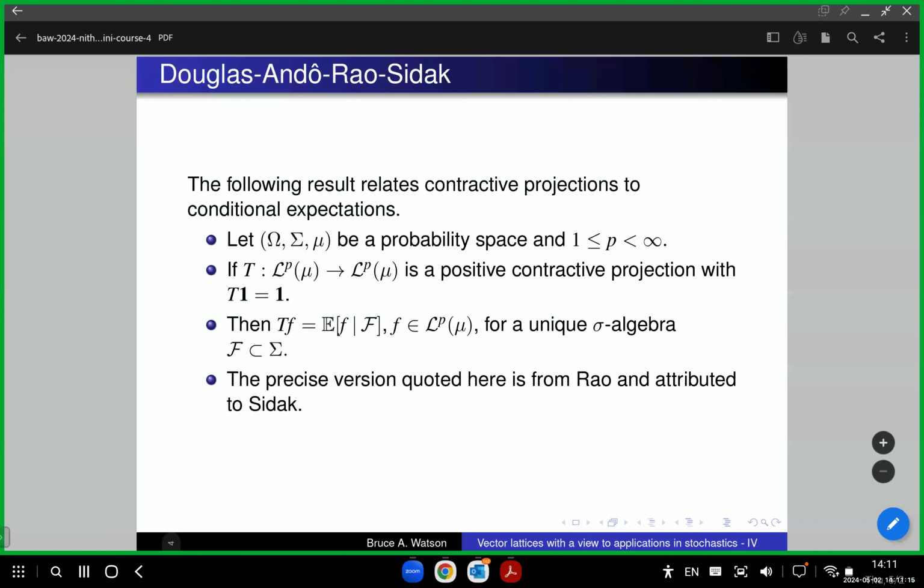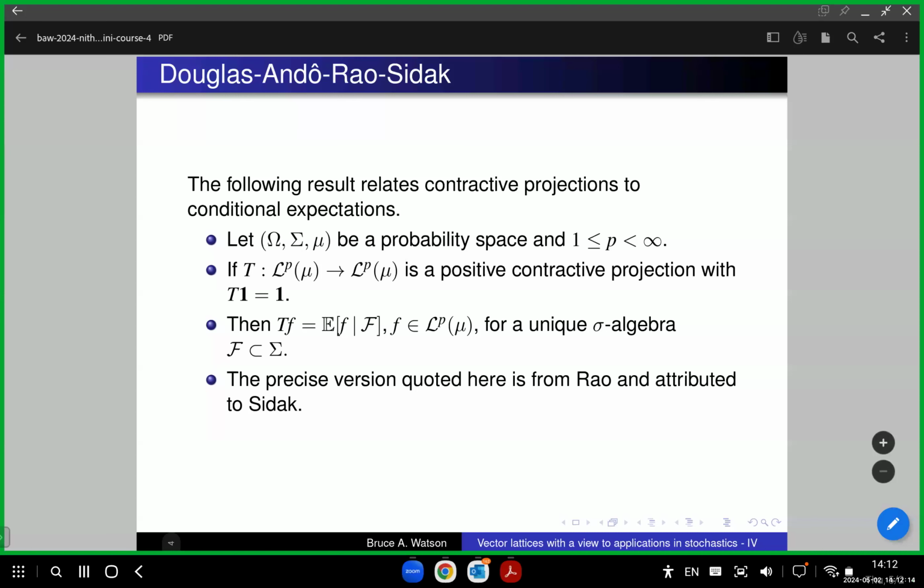And this says that if we have a probability space omega, sorry, I've switched around the small sigma algebra and the big one on the slide. A map T from LP to LP is a positive contractive projection if it maps non-negative functions to non-negative functions; contractive, in other words it reduces the norm, so the norm of TF is less than or equal to the norm of F; and a projection, in other words it's idempotent, so T of TF is TF. And it maps the constant one function to the one function.